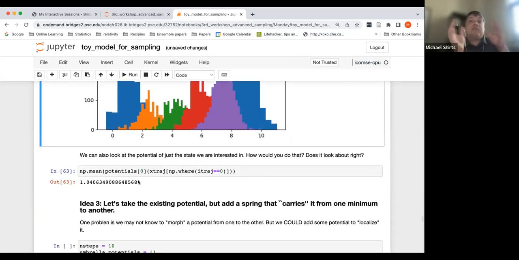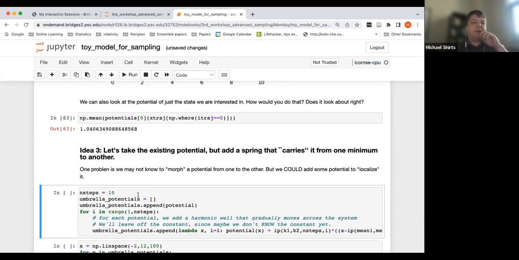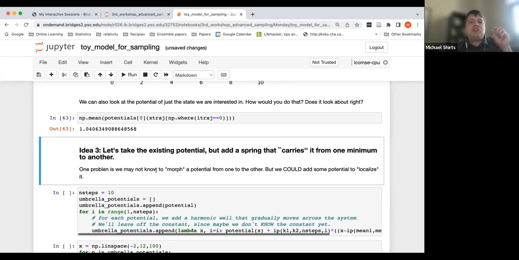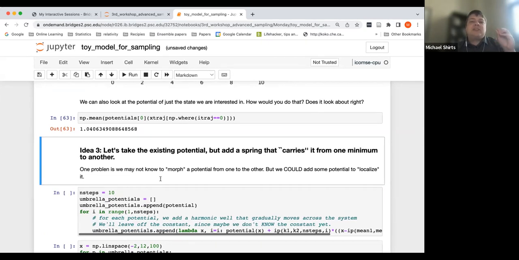Okay, so first of all, here's one thing that we can do. What if we knew that it was harmonic? What if we didn't know it was harmonic? I'm going to try something different now with idea 3. We may not know enough to morph a potential from one to the other, but what we could do is add some potential to localize it.